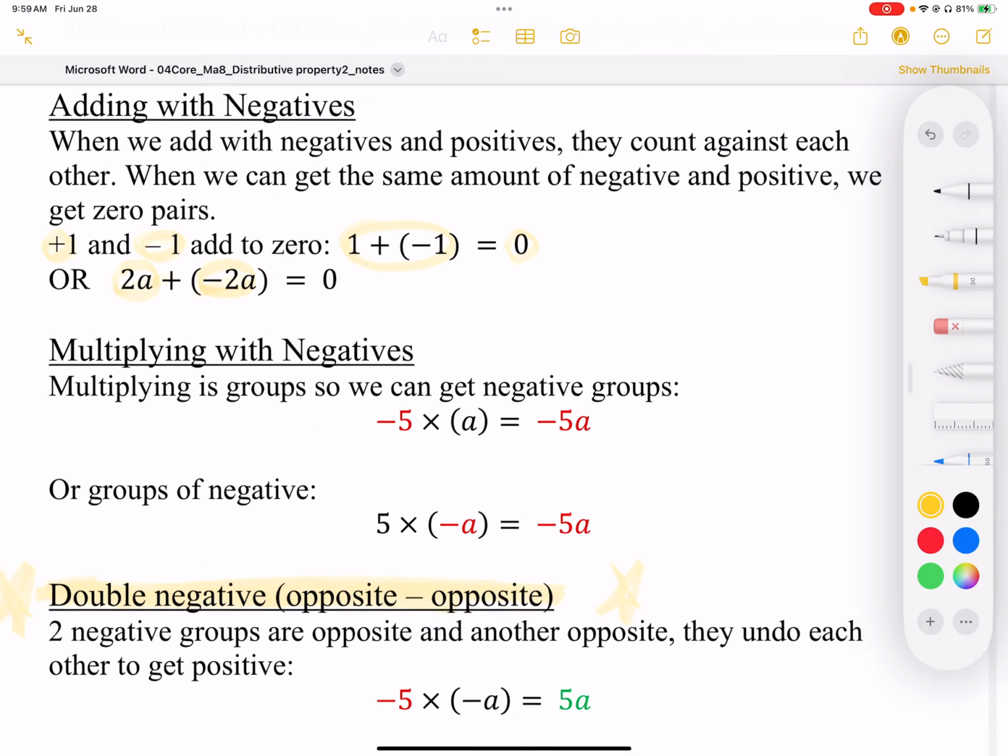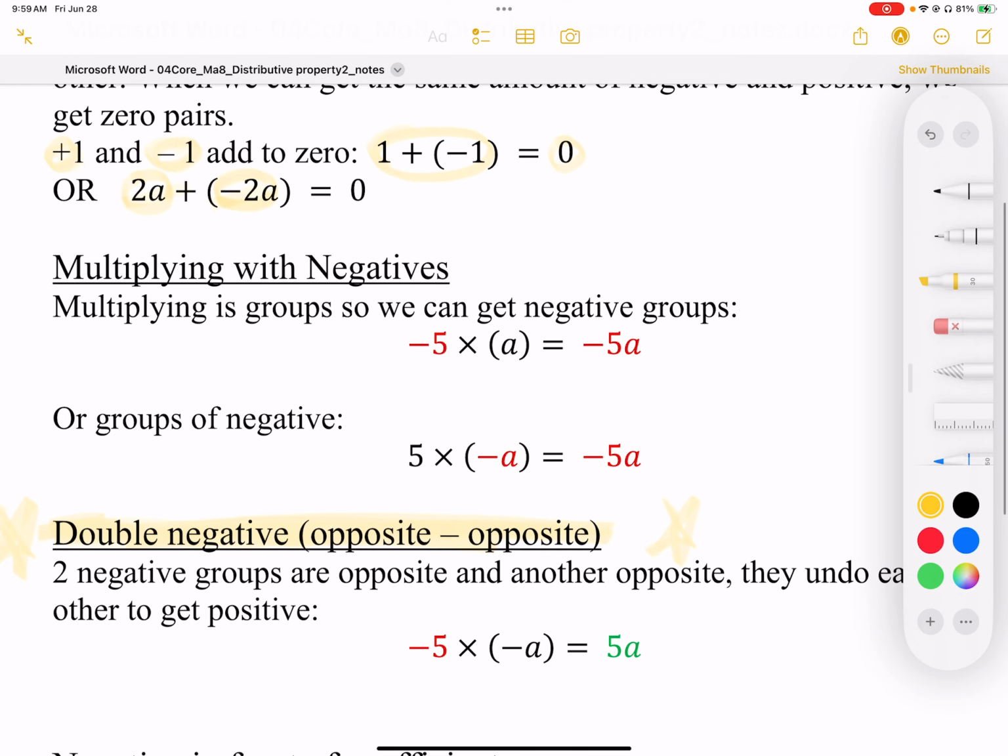That's different than multiplication. Multiplying is groups of negative. So if I have -5 times A, I have -5 groups of A. That means I have -5. They don't work against each other. So -5 times A is -5A.